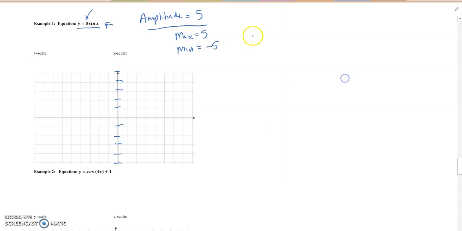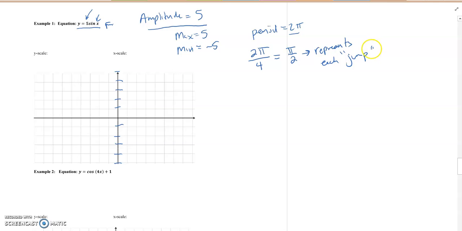Now, the sine graph has a period of 2 pi when there's no b value. So b is 1, so the period is 2 pi over b. With each period, we take the 2 pi and break it up into our jumps. Our jumps are really our tick marks. So we take 2 pi and divide it by 4. So pi over 2 represents each jump, which is really our tick mark.